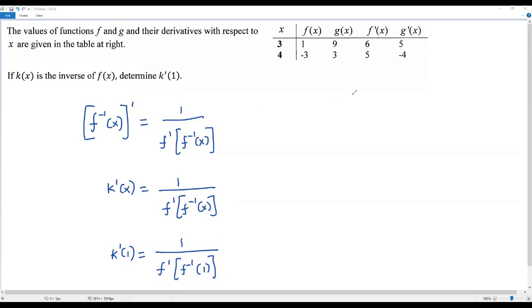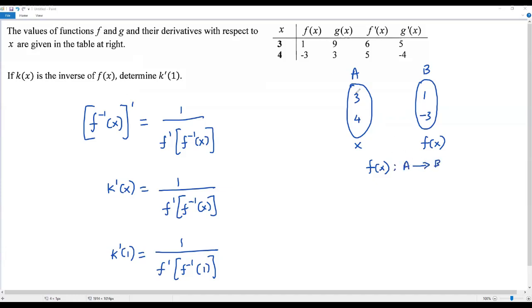So for that, I'm going to consider two sets. Let me consider the set A, and also another set B. In set A, I'm going to take the values of x in the table we have over here, that is 3 and 4. In set B, I consider the values of f of x in the table, that is 1 and negative 3. So in set A, we have x. In set B, we have f of x. And f of x maps the elements from the set A to B. When we take x equals 3, what is the value of f of x? It's 1. So 3 can be mapped to 1. When x equals 4, what is the value of f of x? It's negative 3. So we can map the element 4 to negative 3.